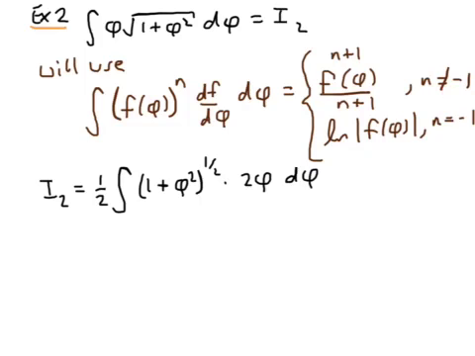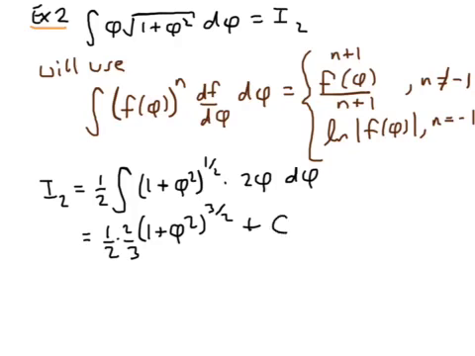So what we have is that this integral is a half. We have to, from this formula here, take the power and add 1 to it. So we have 1 plus phi squared to the a half plus 1 is 3 halves. Then we have to divide by this new power, and dividing by 3 halves is the same as multiplying by 2/3. And that's our result up to a possible integration constant.